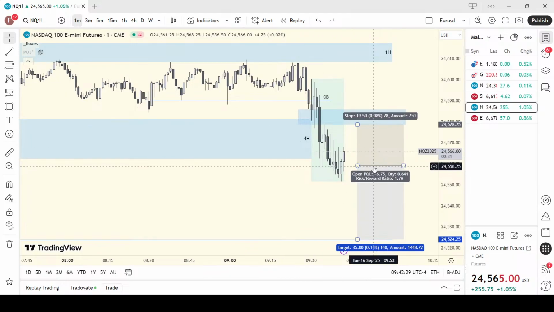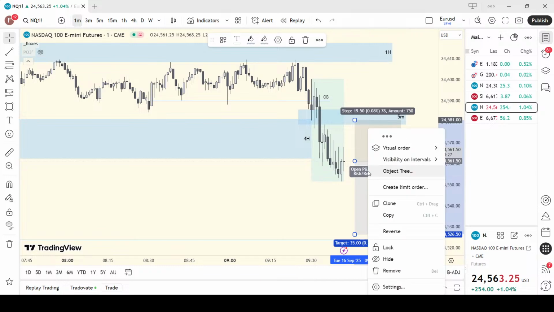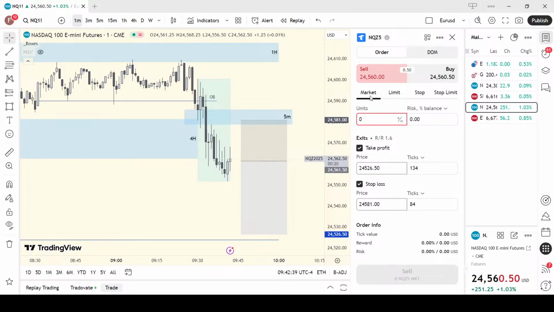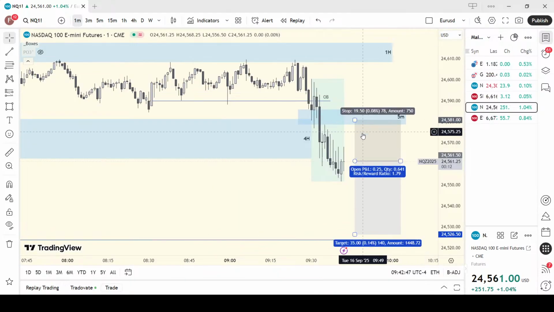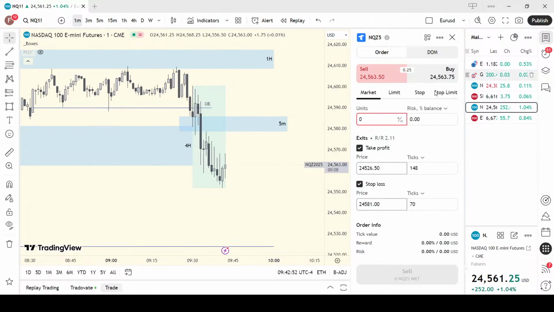You can also, if you want to have an order like this, just set this up, right click it, create limit order, and then you have the take profit and stop loss in here, and then boom, you could change it to market order as well here. But the way I like to do it is the way I just showed. Just hit trade here, put in your risk percent balance of the account.